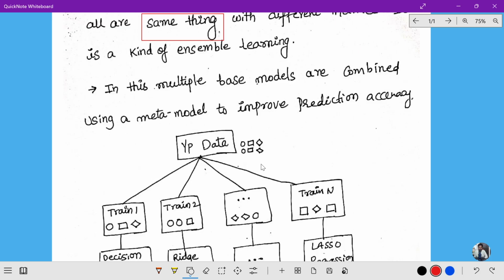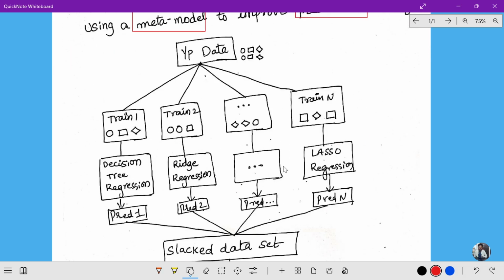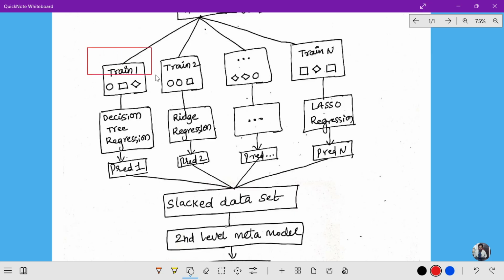It is a kind of ensemble learning. In this, multiple base models are combined using a meta model to improve the prediction. So we are going to combine all models. Observe on the screen, this example belongs to blending. We have given some input data, and the data is trained with different models. Then we use some algorithms to predict some data. Let us say the first training data uses a decision tree.